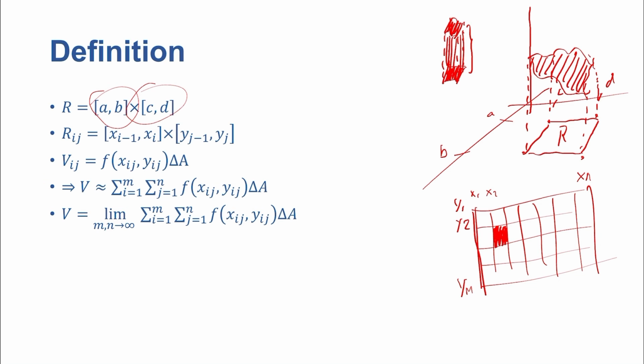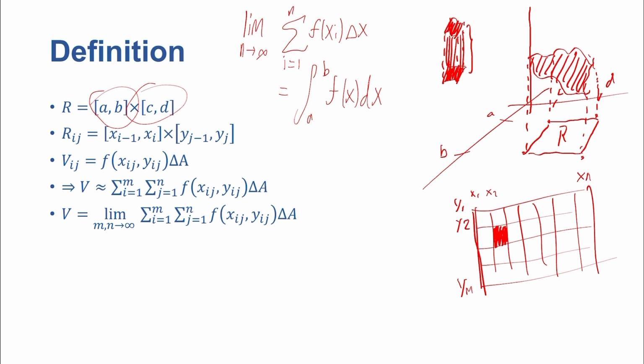So if you remember, if I had the limit as n goes to infinity of the sum from i equals 1 to n of f of x sub i delta x, then that was equal to the single integral between a and b of f of x dx. Well, now we're doing a similar definition such that the volume is equal to the double integral over the region R of f of xy dA.